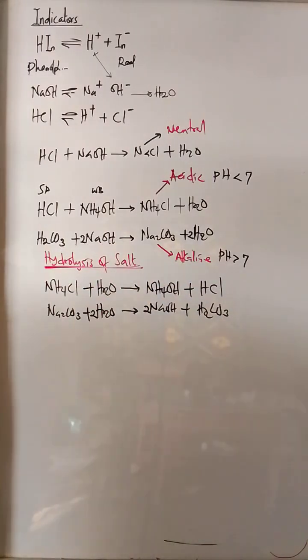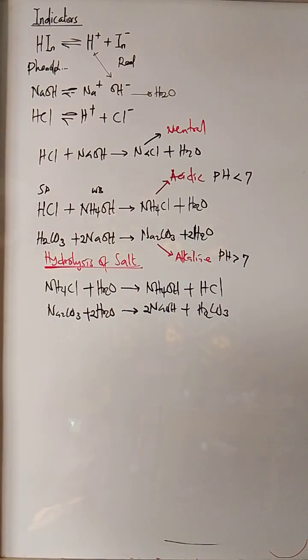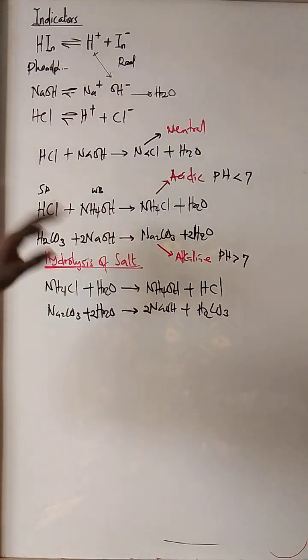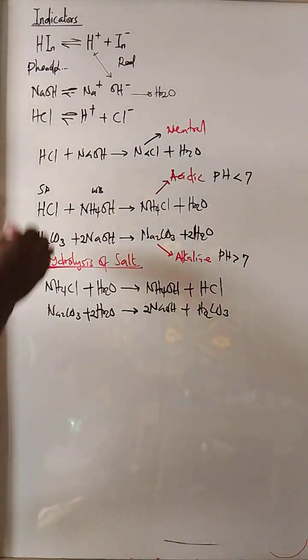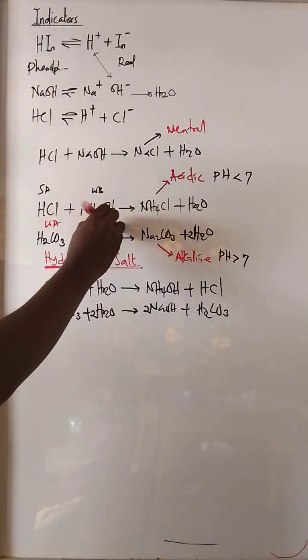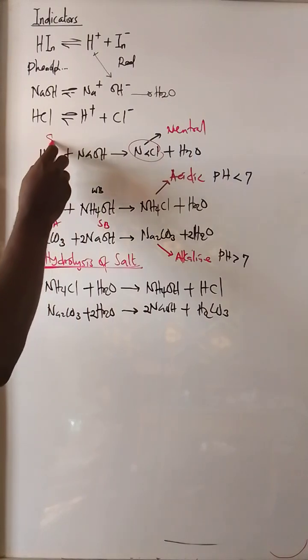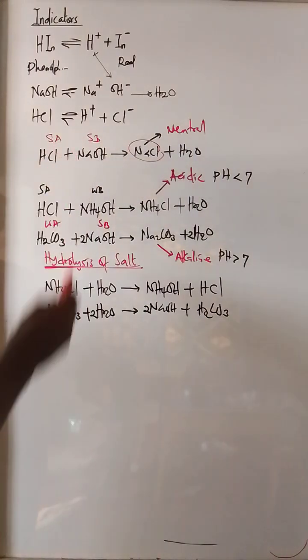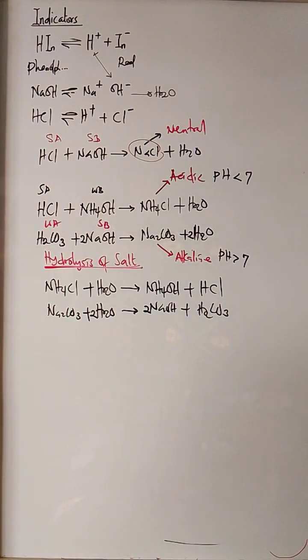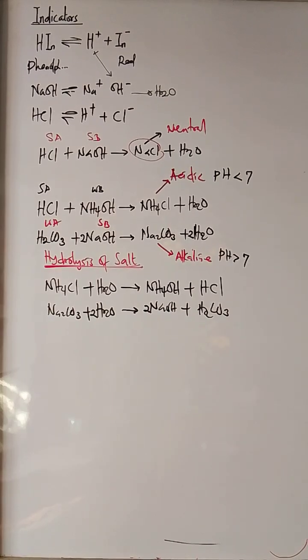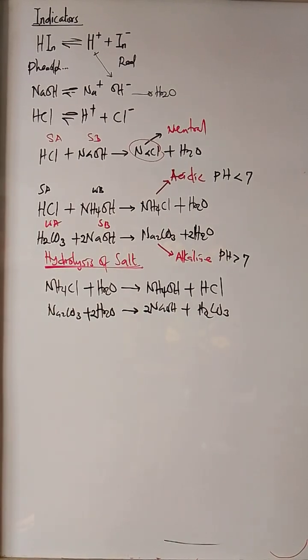But it's not all salts that can undergo hydrolysis. There are salts formed from either a strong acid and weak base, or a weak acid and strong base. But the salts formed from a strong acid and strong base do not undergo hydrolysis. So most salts do not undergo hydrolysis. We can classify salts into two: salts that can undergo hydrolysis and those that cannot.